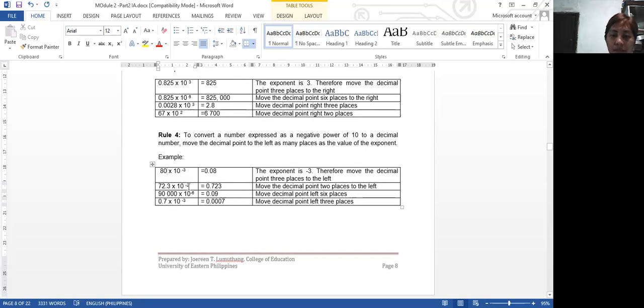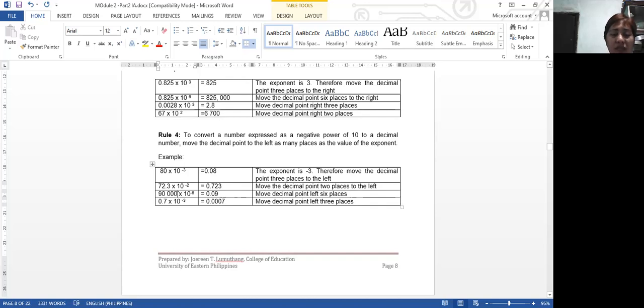Here, it's negative 2. So from here, the decimal point is here. So we'll have to move 2 places to the left. So 1, 2, so that's why it's 0.723. So another example here, it's -6. So we will just count 6 places to the left. So the decimal point is here.